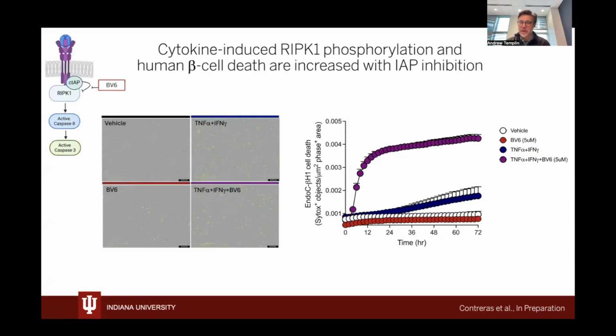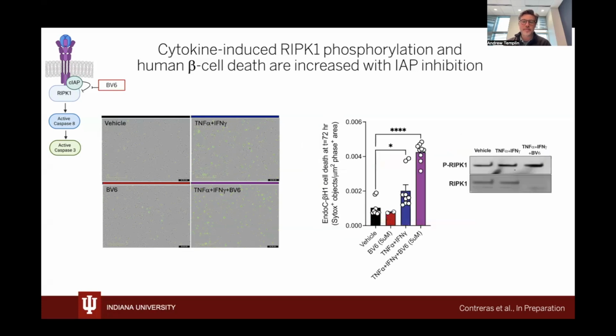We also have done a little work with the INS-1 beta H1 human beta cell lines, where we treat with TNF-alpha and interferon gamma. This takes a little bit longer in the human cells, but by 72 hours, we have a significant increase in the cell death with the cytokines. And this cell death can be amplified significantly with addition of the IAP inhibitor BV6, whereas BV6 alone really didn't have an effect on cell death. So again, this suggests that these cytokines are eliciting RIP1-dependent cell death that is under the control of IAPs.